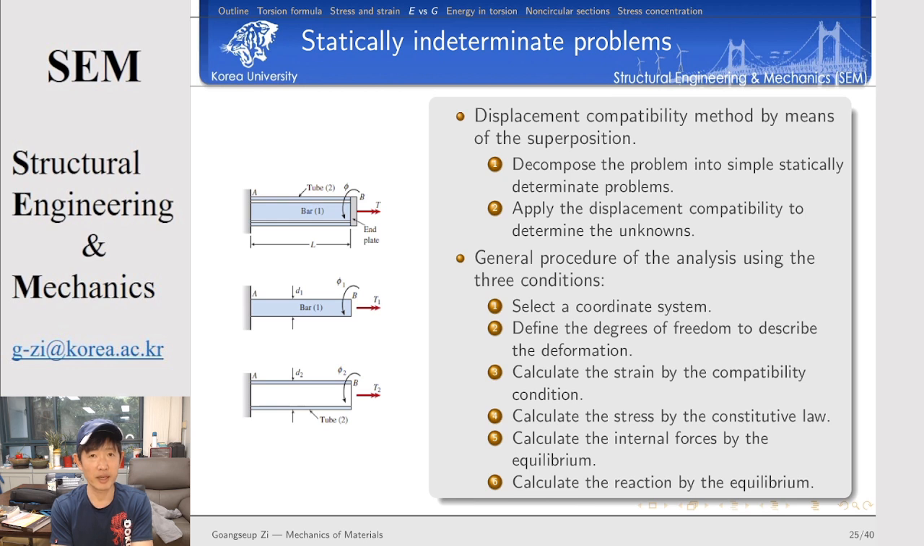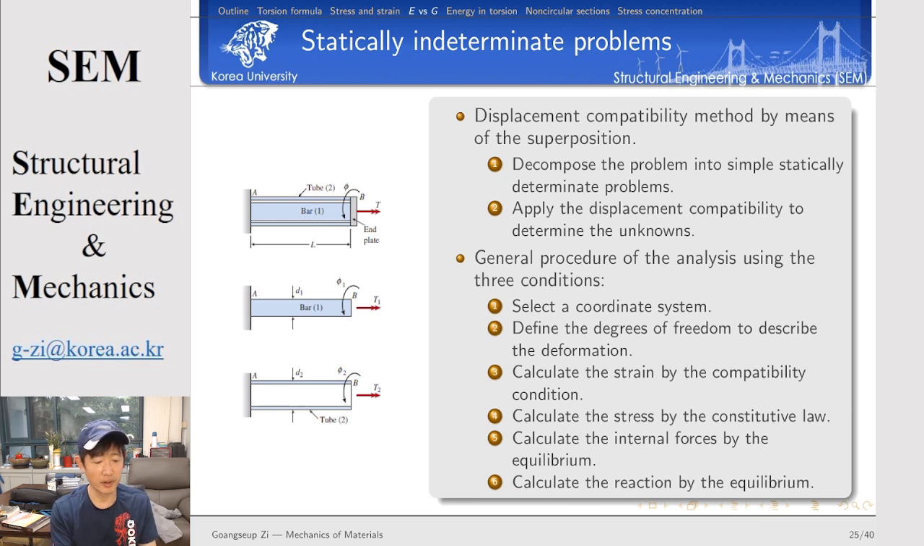Please make sure that in the case of axially loaded members, to indicate the external forces, we use the capital F, and to indicate the internal axial force, we use capital N to distinguish the external forces and the internal forces from each other. But in this chapter, we used both T, capital T, to represent torsional moment. Okay, so let's consider these example problems.